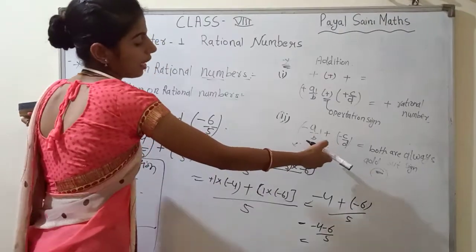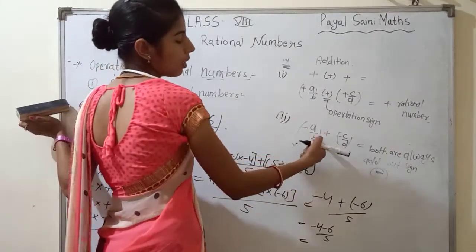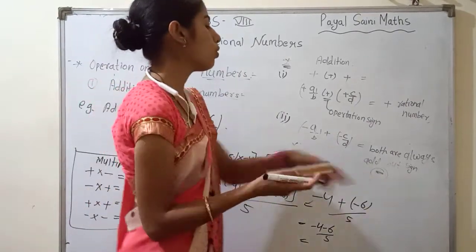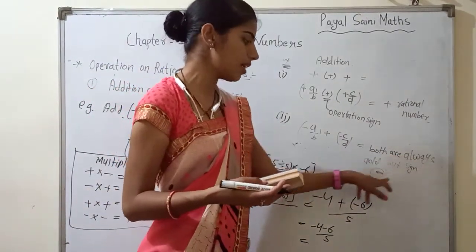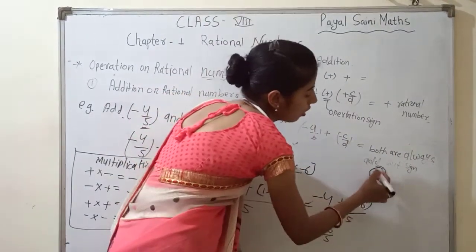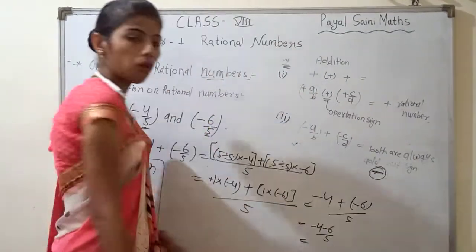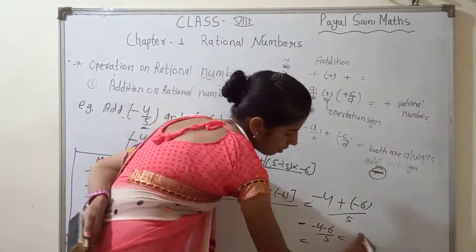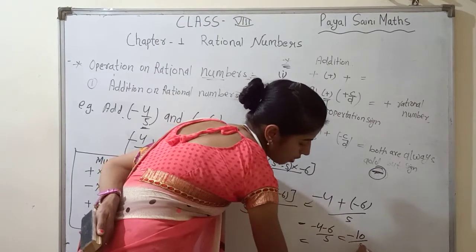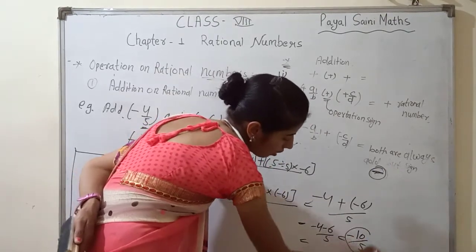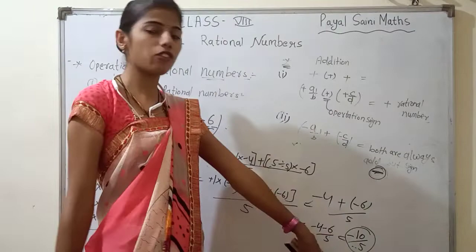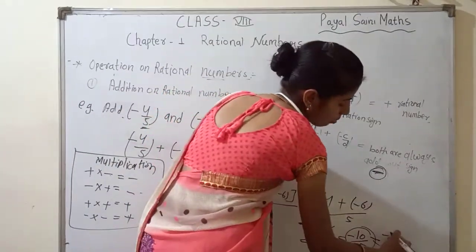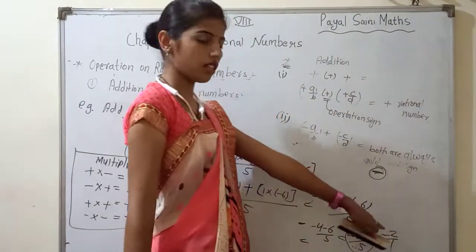Now our rule number two of addition: if both numbers are given with negative sign, then what do we do? We add both, but the sign is negative. So minus 4 and minus 6, both are added: 4 plus 6 is 10, and the sign is minus, over 5. You can write this, then your answer is minus 10 by 5. You can also solve it: 10 divided by 5 is how many times, minus 2 by 1. That answer is also correct.